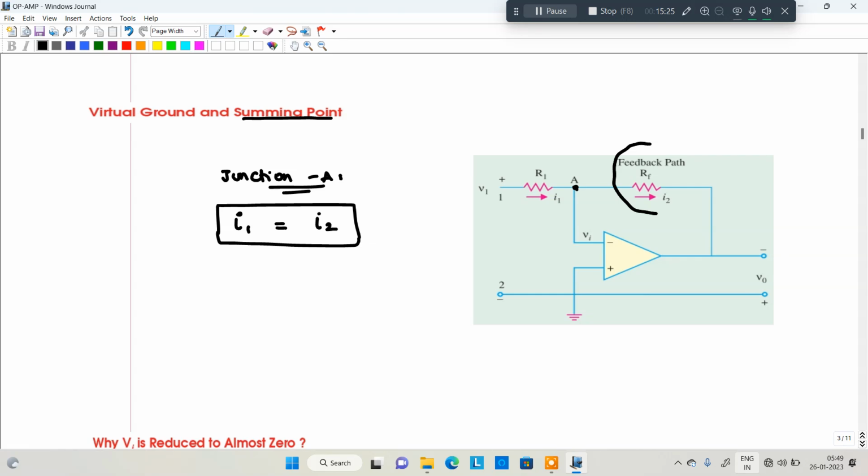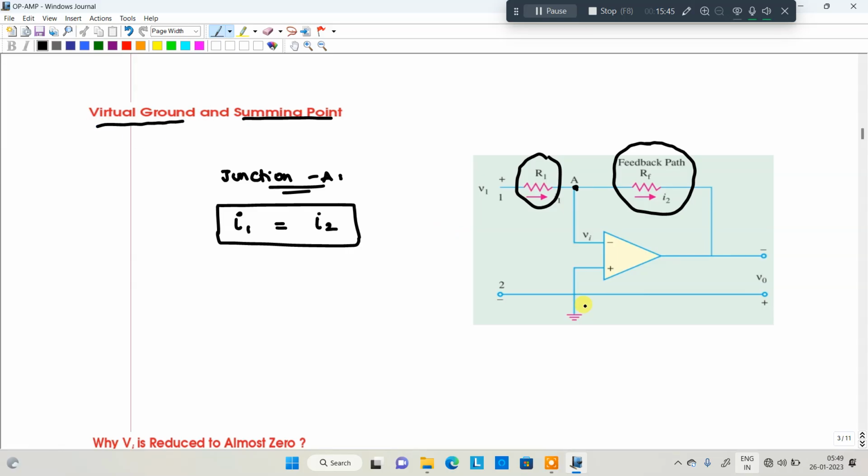This particular point is called a summing point. This is the feedback path, where the input and output are connected. R1 is the input resistance, V1 is the inverting terminal, V2 is the non-inverting terminal, and V0 is the output. Okay, this is about the summing point. Now come back to the virtual ground.